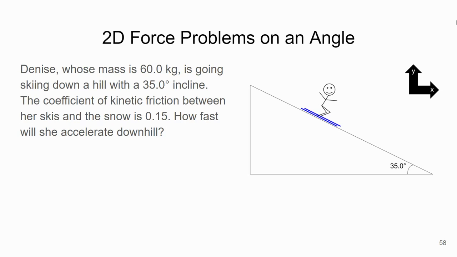So now, a new kind of problem. 2D force problems with friction on an angle. So we've got Denise, whose mass is 60 kilograms, going skiing on a hill with a 35-degree incline. So we're not on level ground anymore because it's skiing. The coefficient of kinetic friction between her skis and the snow is 0.15. How fast will she accelerate downhill?